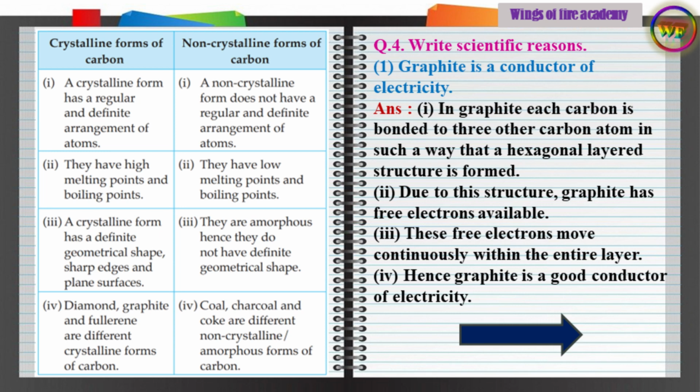Question 4. Write scientific reasons. 1. Graphite is a conductor of electricity. Answer. 1. In graphite, each carbon is bonded to 3 other carbon atoms in such a way that a hexagonal layered structure is formed. 2. Due to this structure, graphite has free electrons available. 3. These free electrons move continuously within the entire layer. 4. Hence graphite is a good conductor of electricity.